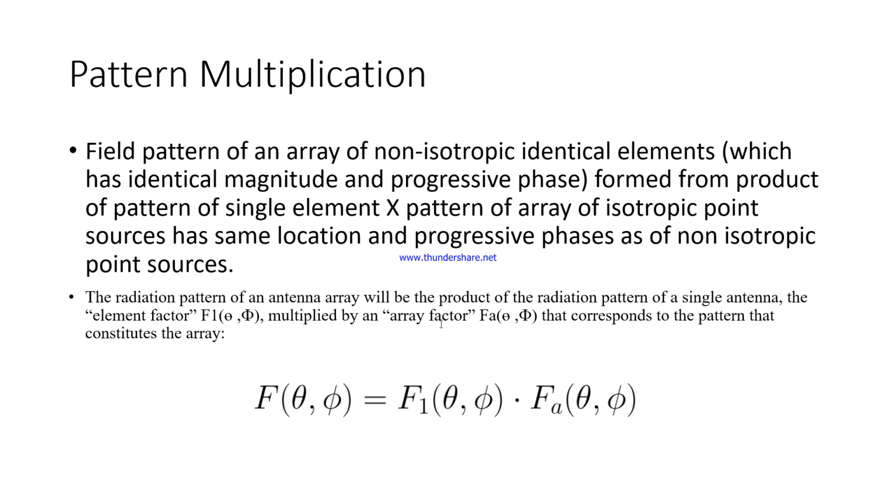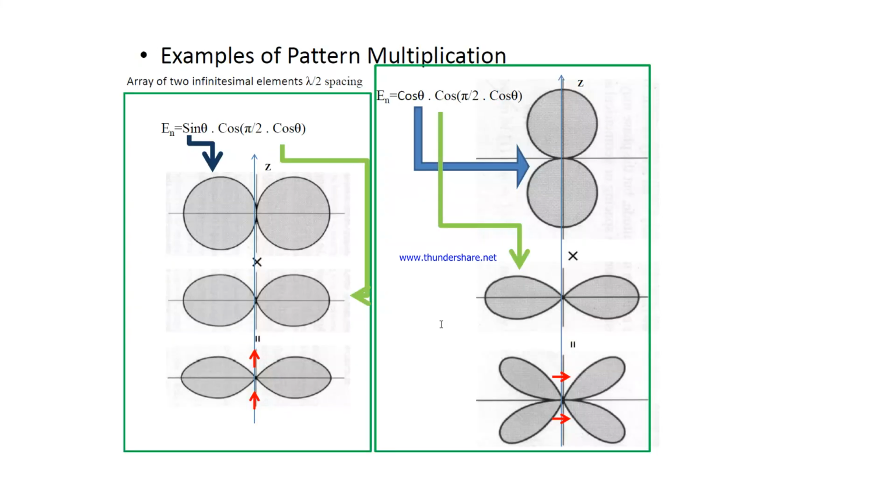So pattern multiplication is given as f of theta comma phi equals f1 of theta comma phi times fa of theta comma phi, where f1 of theta comma phi is the single element radiation pattern, and fa of theta comma phi is the array factor, which is the radiation pattern of an array of isotropic point sources.